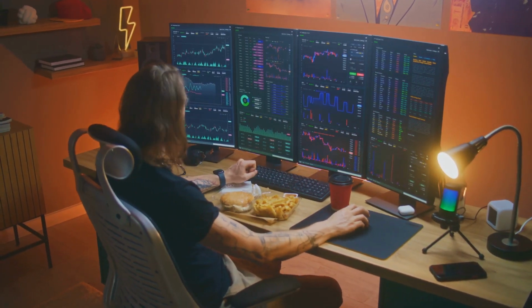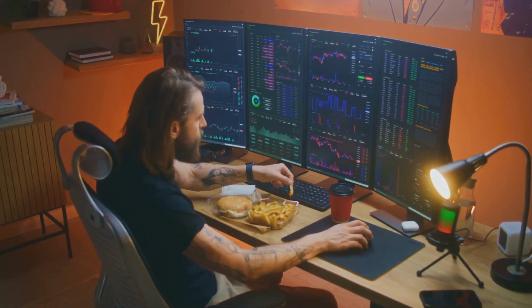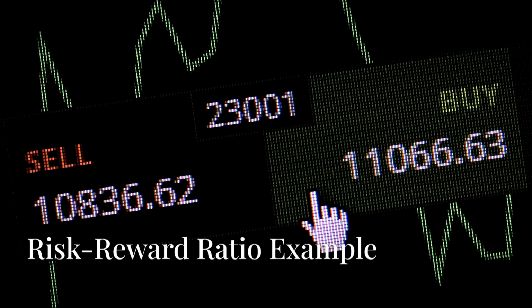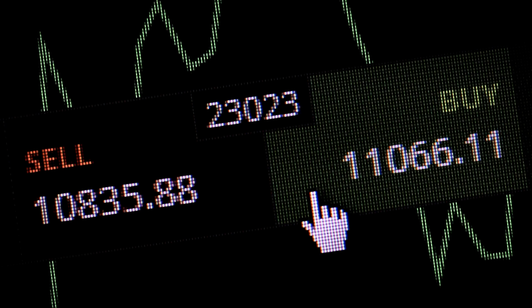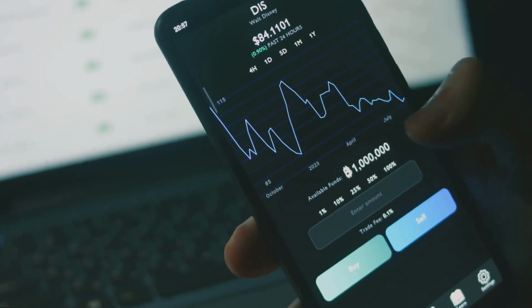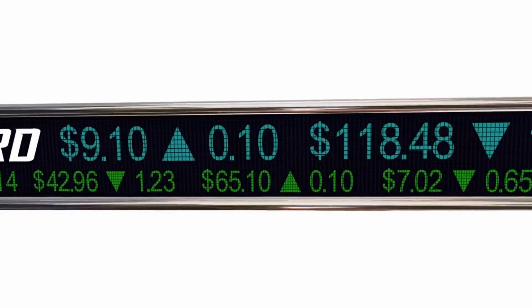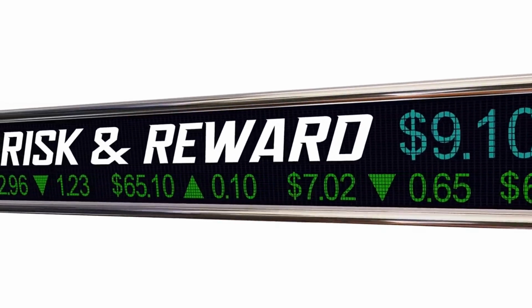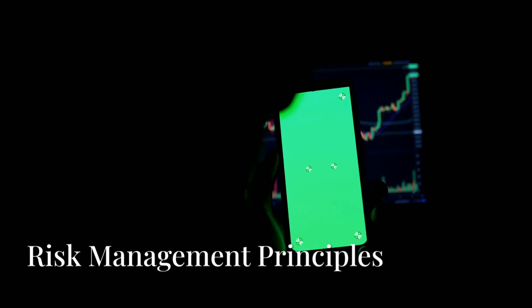Tip: always plan your exit before entering a trade. Emotional exits often lead to inconsistent results. Example: if you enter a stock at $100 and set a target at $110 and a stop loss at $95, you're working with a 2-to-1 risk-reward ratio. That structure allows you to win fewer trades and still come out profitable.